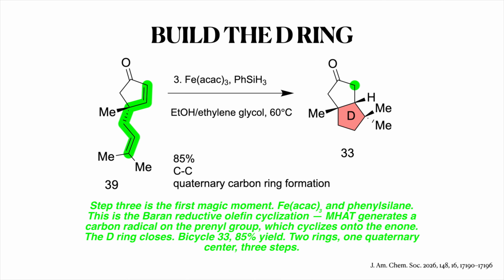Step 3 is the first magic moment. Iron acetylacetonate and phenylsilane. This is the MHAT reductive olefin cyclization. MHAT generates a carbon radical on the prenyl group, which cyclizes onto the enone. The D ring closes. Bicycle 33, 85% yield. 2 rings, 1 quaternary center, 3 steps.